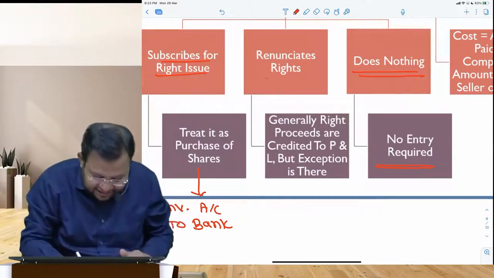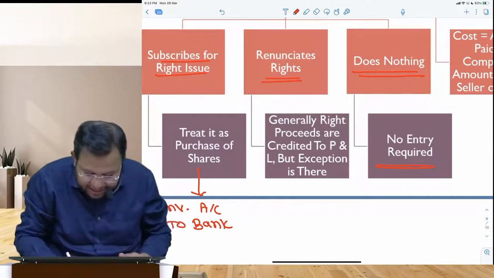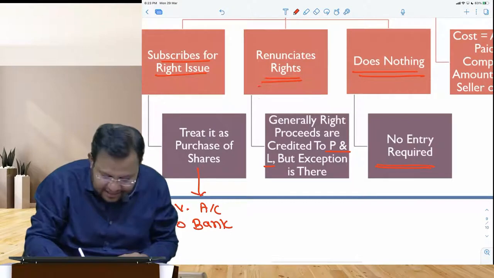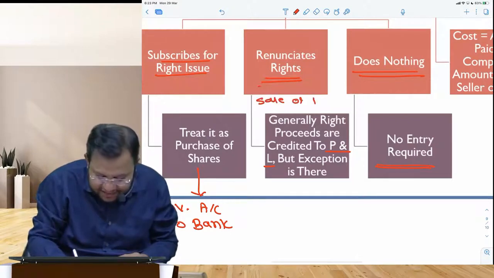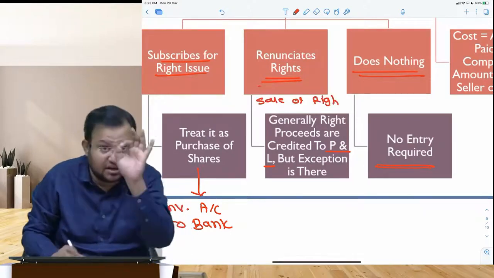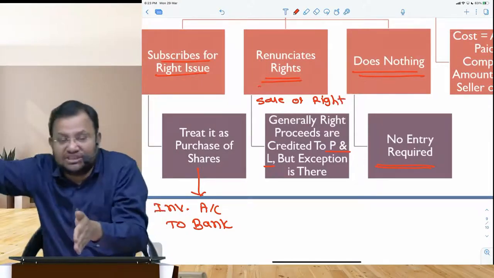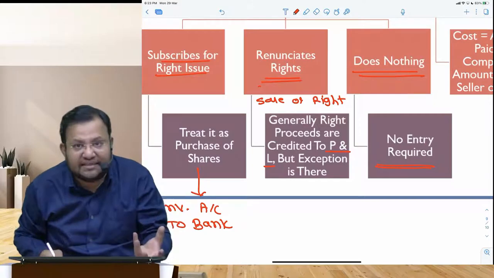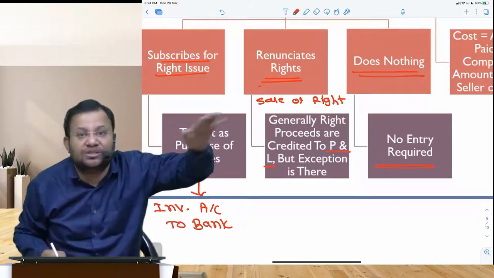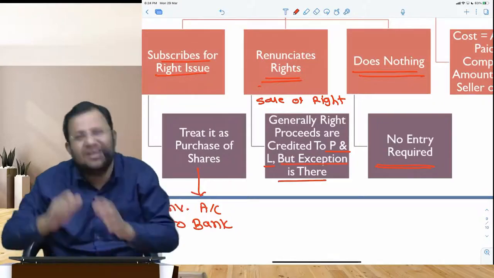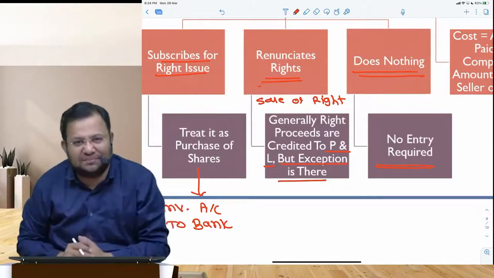If you renunciate the rights, then generally right proceeds are credited to profit and loss account. Whenever you sell a right, renunciate right matlab, it is sale of right. I did not say sale of shares. Right is different, shares are different. Right leads to the shares. So you are selling the right, so it is treated as your revenue receipt. It is credited to profit and loss account. But there is some exception. Very, very rare situation that exception comes up.